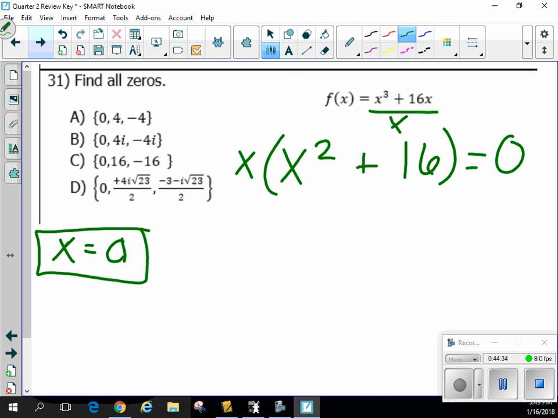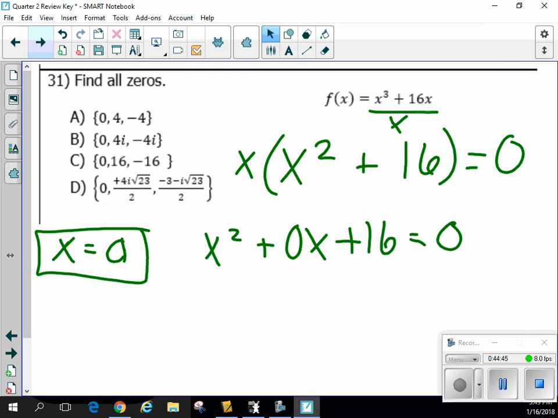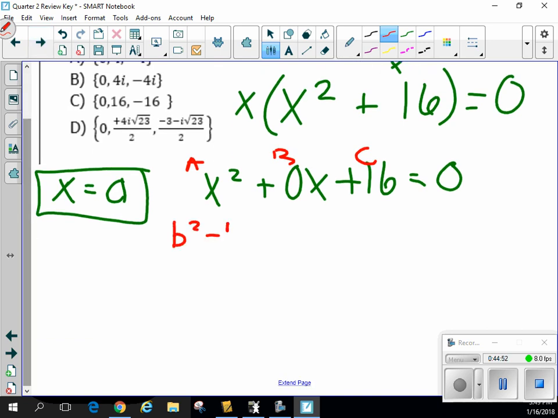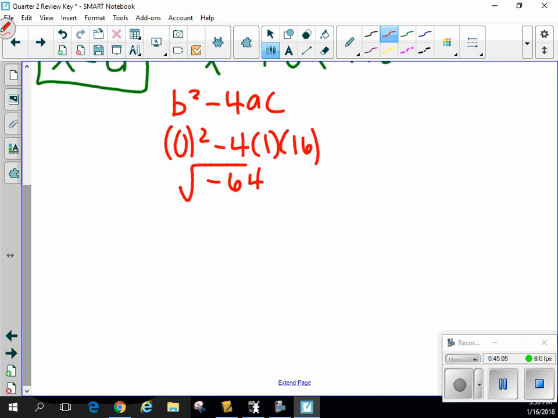In order to do that, we need to do our quadratic. Okay, so we end up getting x squared plus 0x plus 16 equals 0. So this is our A, our B, and our C. So I'm going to start off with my discriminant, b squared minus 4ac. So that's going to be 0 squared minus 4 times 1 times 16. So that's going to give me negative 64. And we have to take the square root of negative 64. That's actually 8i. 64 is a perfect square.